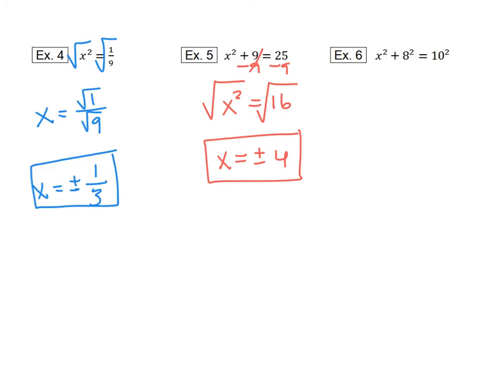All right, so this last one on this slide, we have this 8 squared and this 10 squared. So we want to go ahead and just simplify this equation a little bit. What I mean by that is, 8 squared is 64, 10 squared is 100. Now it's like example 5, and we can go ahead and solve this. We will subtract 64 from both sides, you want to get this x squared alone. So x squared equals 36.